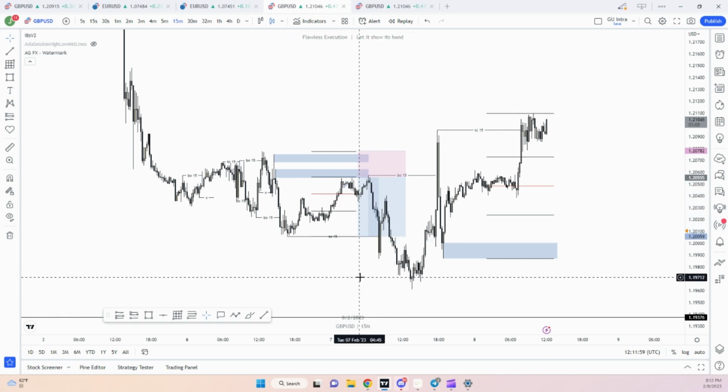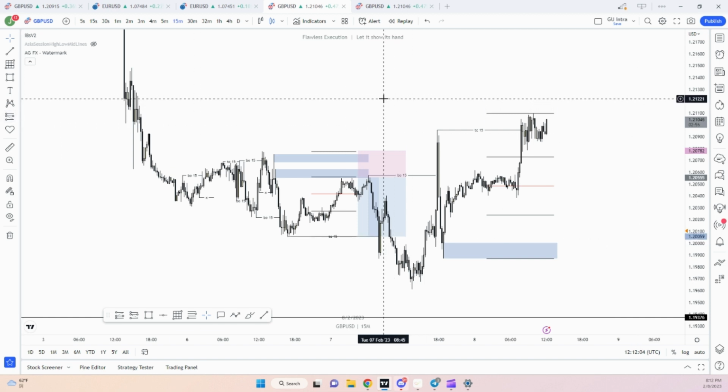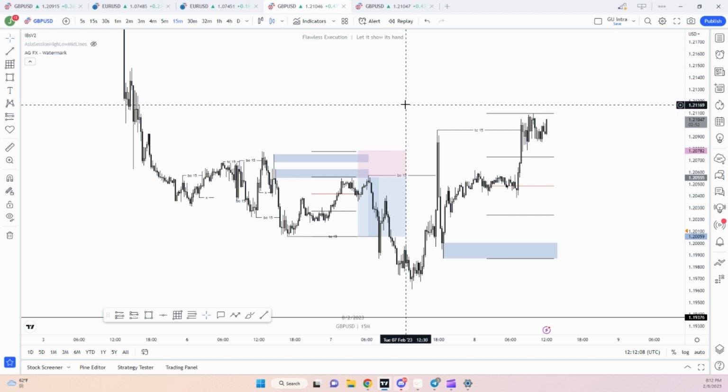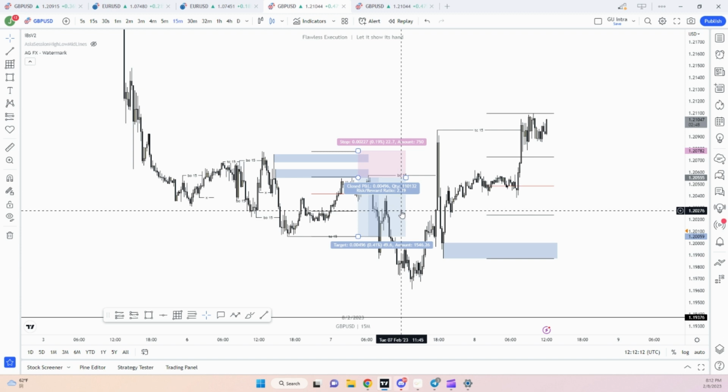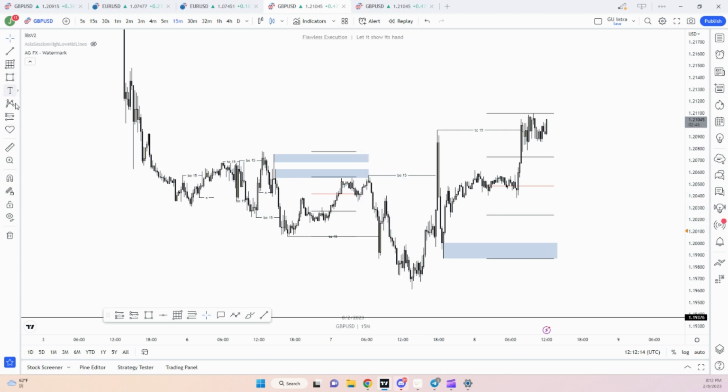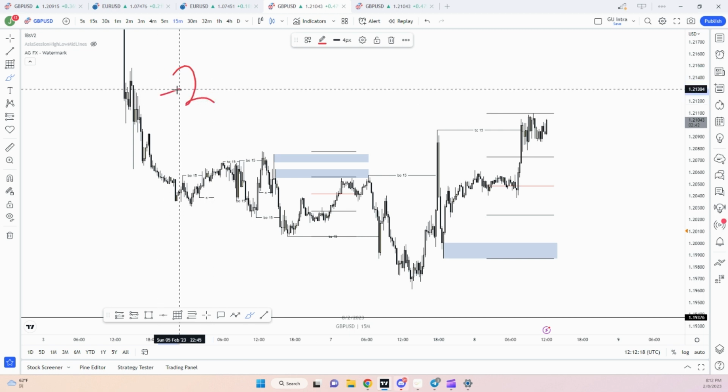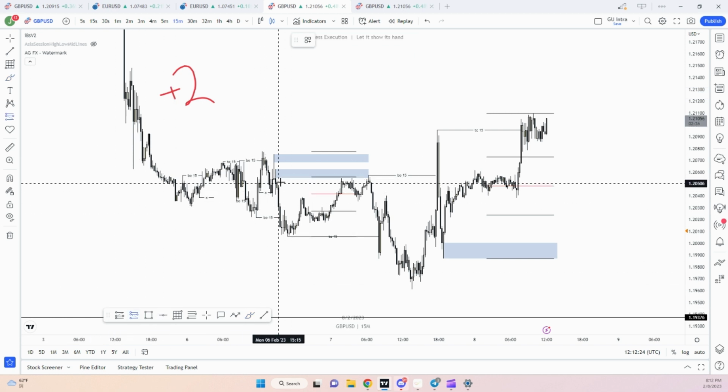However, we want to be a little bit more smart than that. At the end of the day, trading is a maths problem. So if you can find a way to skew the maths of your trading in your favor, then you have a higher probability of winning. So obviously this is a 2R, right? So let's just put a note on the chart saying that we took that trade and we are +2.